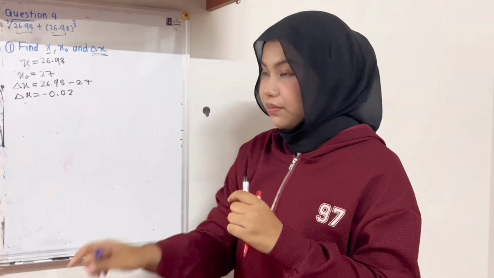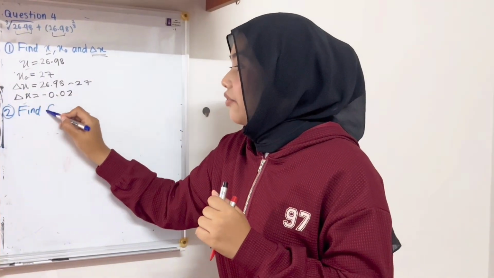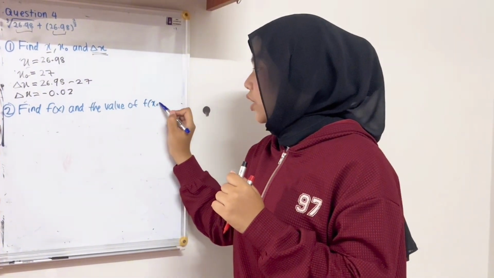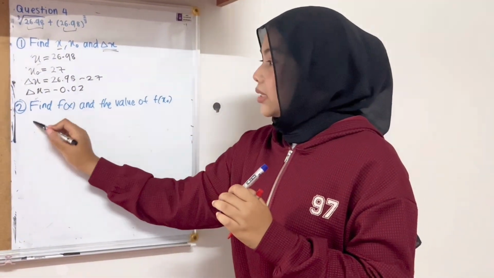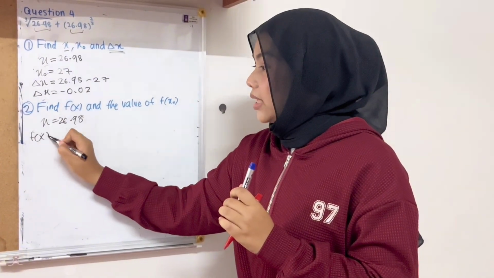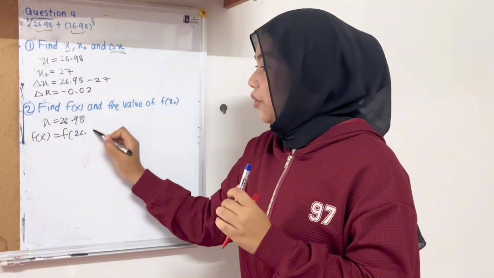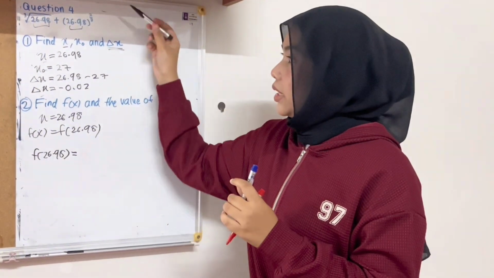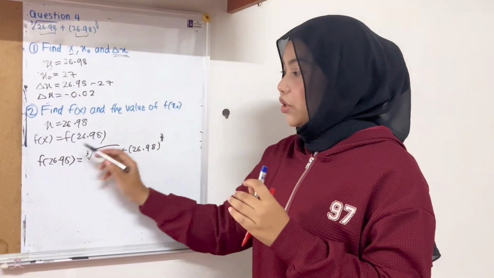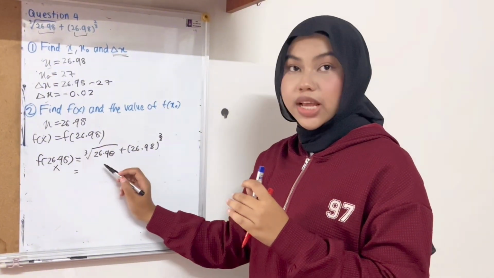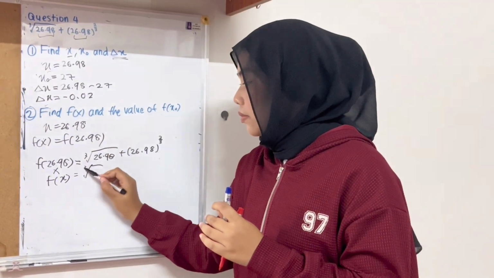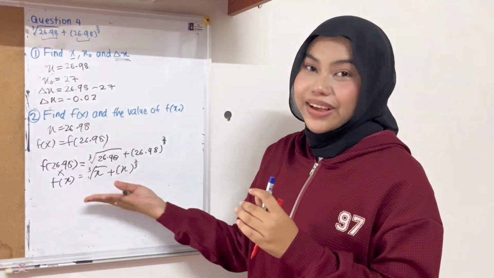Next is step 2. For step 2, we have to find f(x) and the value of f(x naught). As we know, x is 26.98. So basically f(x) is f(26.98). So this question is written back with 26.98. As we know, this is x, so everything must change into x, like this. And then we got f(x).